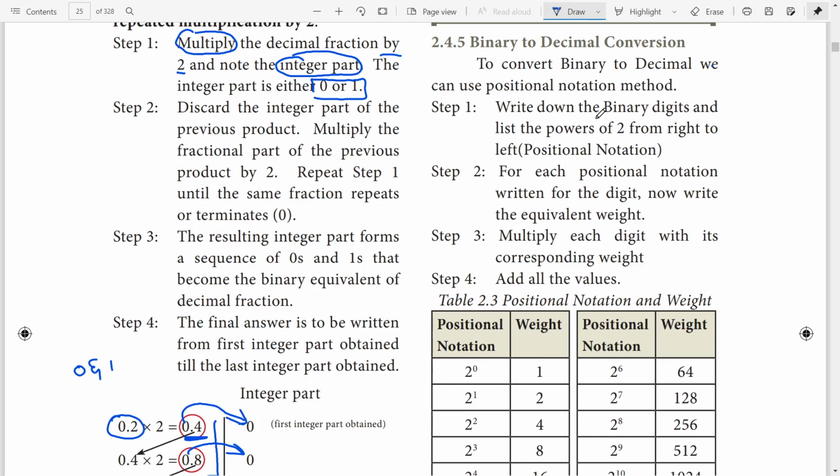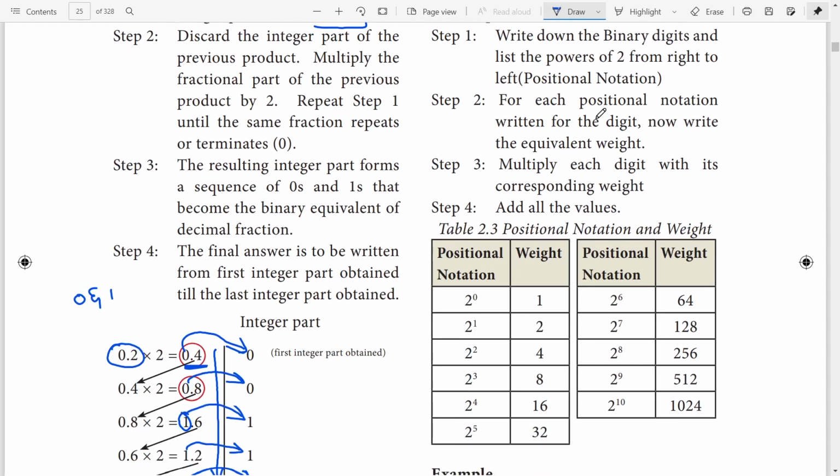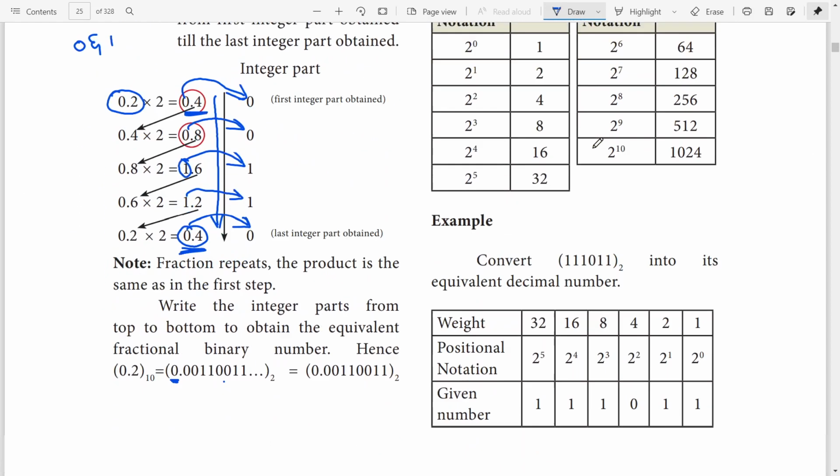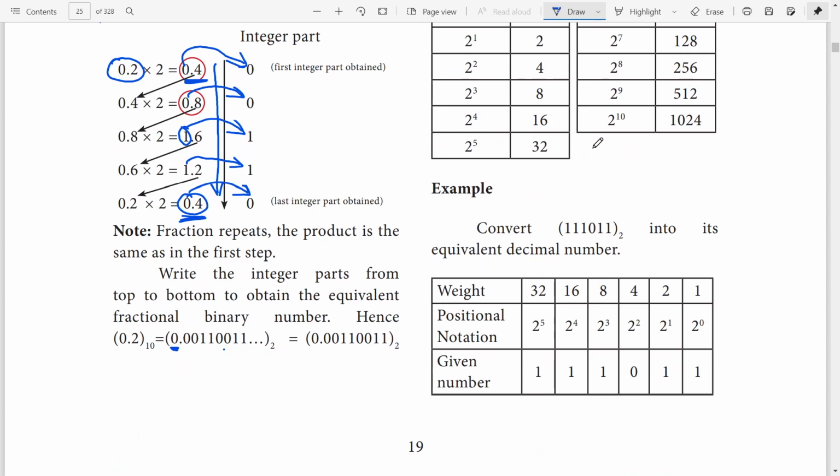To convert binary to decimal, we can use the positional notation method. Write down the binary digits and list the powers of 2 from right to left. For each position, write the digit. Now write the equivalent weight. Multiply each digit with its corresponding weight and add all the values.